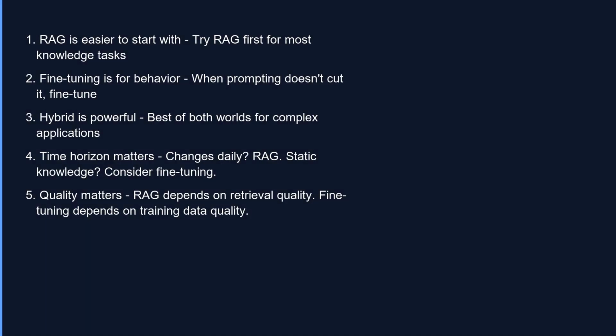1. Retrieval augmented generation is easier to start with. Try retrieval augmented generation first for most knowledge tasks. 2. Fine-tuning is for behavior. When prompting doesn't cut it, fine-tune. 3. Hybrid is powerful. Best of both worlds for complex applications. 4. Time horizon matters. Changes daily, retrieval augmented generation. Static knowledge, consider fine-tuning. 5. Quality matters. Retrieval augmented generation depends on retrieval quality. Fine-tuning depends on training data quality.